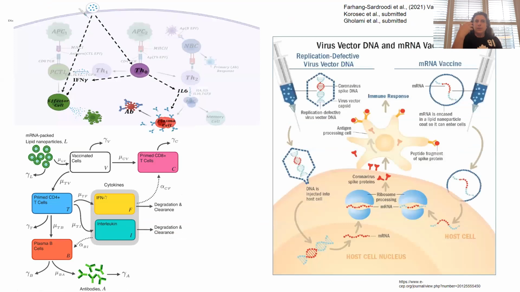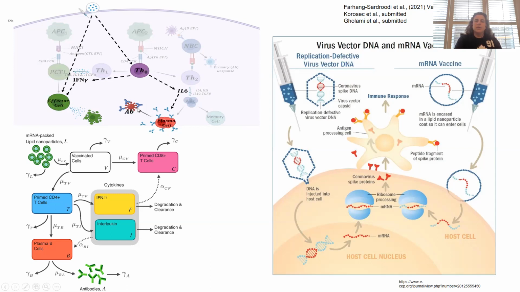We also, so the previous two were looking at infection. We also model the outcomes of vaccination. So on the right here is a schematic of how mRNA vaccines and replication defective virus vector DNA vaccines work. On the left here, we have a couple of flow diagrams. Here we have an adenovirus vaccine and looking at how it activates the immune response. We have data concerning interferon gamma and IL-6 that we can use to then inform what our antibody trajectories are going to look like, as well as our effector cells.